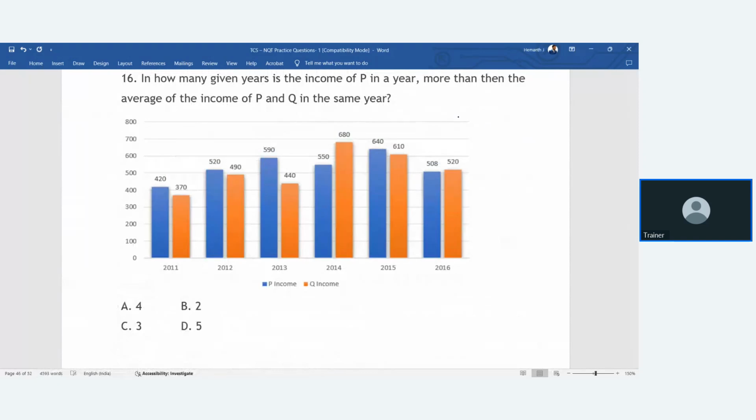How, sir? P more than the average of P and Q means P plus Q divided by 2. Means 2P greater than P plus Q. Means P greater than Q. So in how many years is P greater than Q? Here, here, here, and here. 4 years, sir. So the answer is 4 years. Got it? Indirectly they are asking how many years it is more than that. It is not directly mentioned, so indirectly we can find the answer from the options.